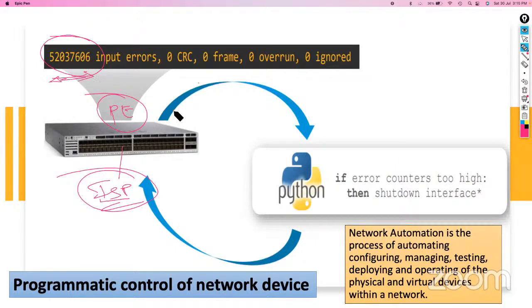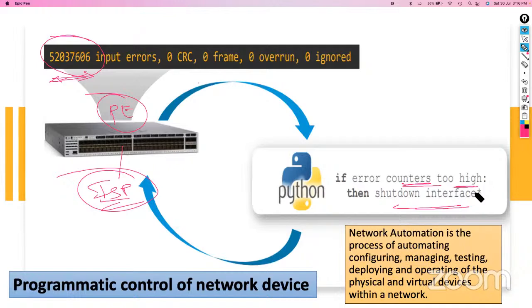So nowadays it is a waste of time. What you can do is integrate Python inside this particular PE device and write a condition for that interface: if the error counters are too high, then automatically shut down that interface, right? So you can do your action according to your network, or according to your client requirements. Whatever they suggest to you, you can do that. In this way, you can customize as well.